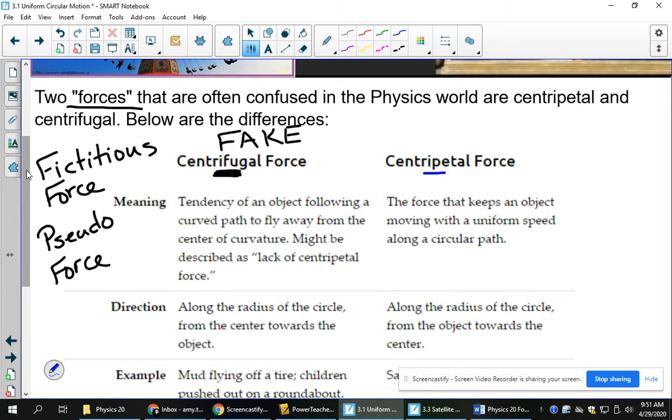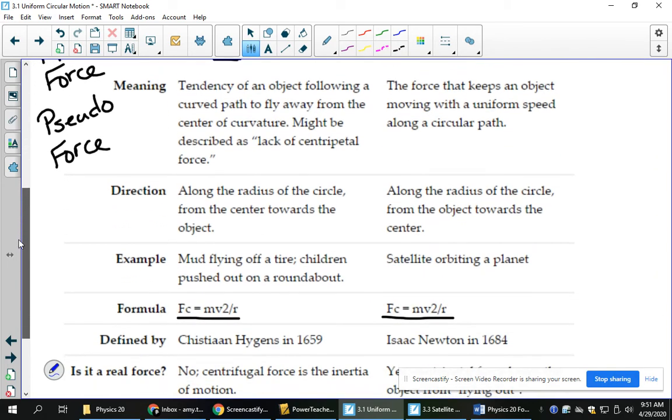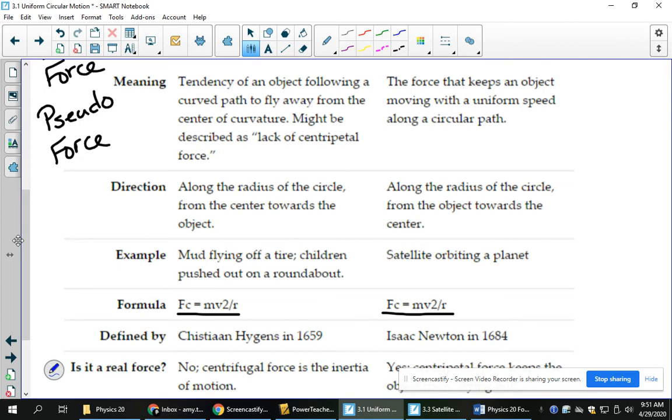It's the force that keeps an object moving with uniform speed along a circular path. It's the force that keeps things in a circle, along the radius of the circle towards the center. Acceleration, remember, was directed towards the center of the circle. Newton's second law says force equals mass times acceleration. Still applies here. So the force, which is also a vector, is also directed towards the center of the circle. Here's your circle, here's your center, here's your acceleration, and also your centripetal force. They're both pointing towards the center.